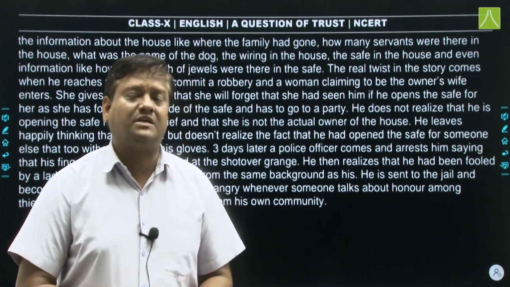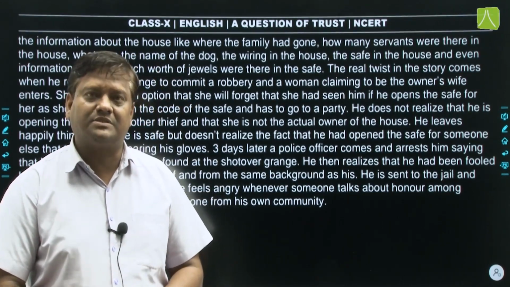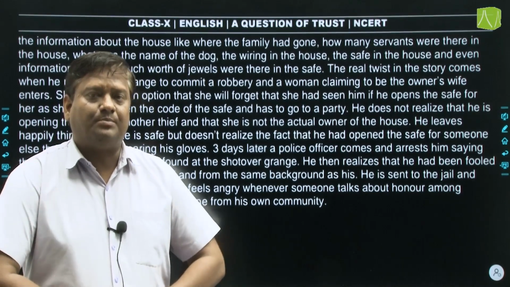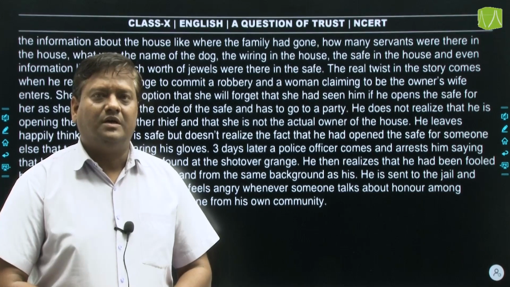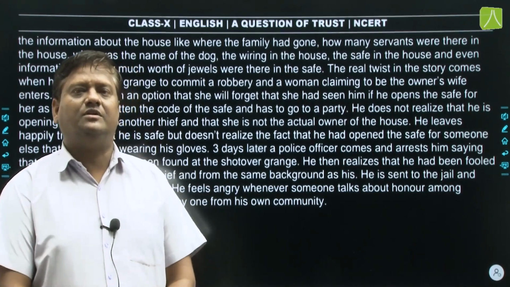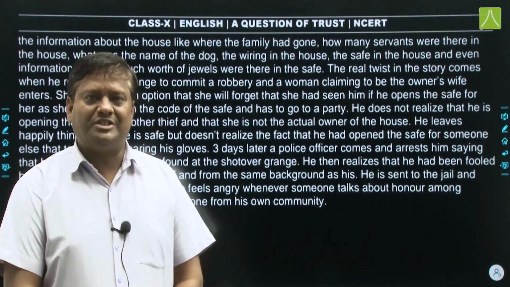Horace Danby is a cunning person. He is an intelligent person. He is smart. He is a reputed person in society. But he is cheated. He was fooled only by cheating.